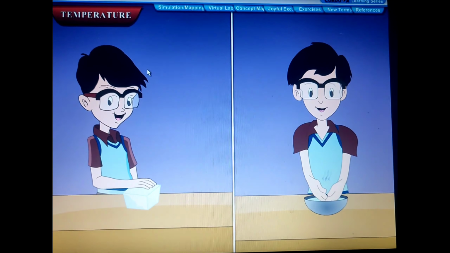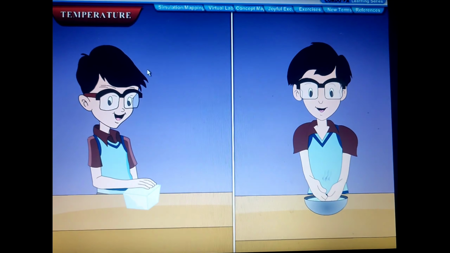Clinical thermometer. When a person gets fever, his body temperature rises. A clinical thermometer is used to measure the body temperature of human beings by doctors in hospitals or at home. A clinical thermometer has a very short temperature range from 35 degrees Celsius to 42 degrees Celsius.